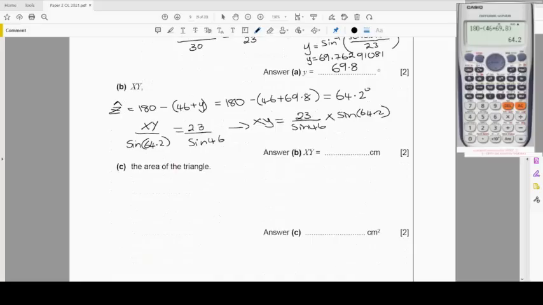Okay, this you again just type in on your calculator. We have a fraction here, 23 over sine of 46 times sine of 64.2. Now here another mistake that I see is some learners will cancel this sine and that sine there. It doesn't work like that, so make sure you don't make that mistake. Write it in on the calculator exactly the way that I have it there.